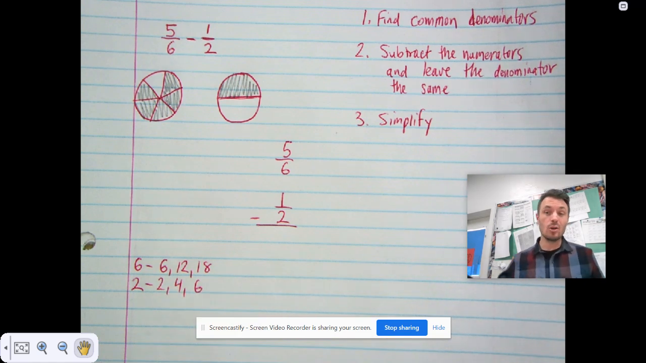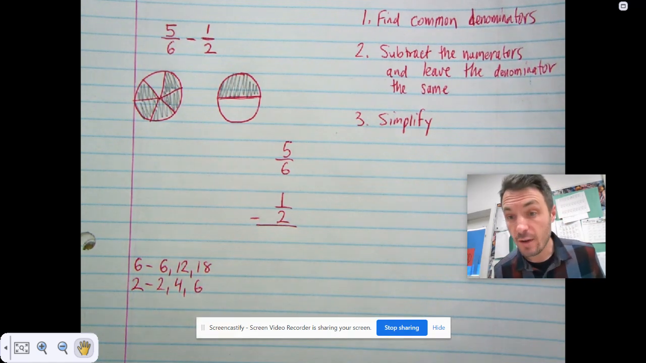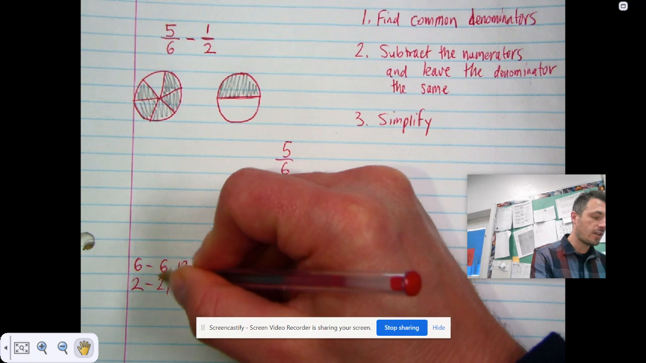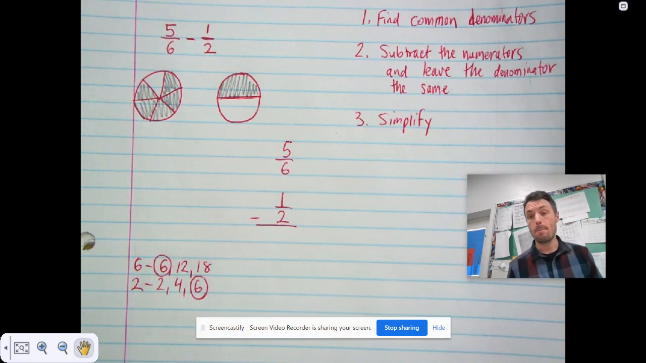Now, I could keep going, and I could list multiples forever because multiples never stop. But there's no reason for me to go any farther because I'm looking for the least common multiple, or the smallest number that both 6 and 2 have in common as a multiple. So I'm going to circle 6. That's my least common multiple. Now, what am I going to do with that?